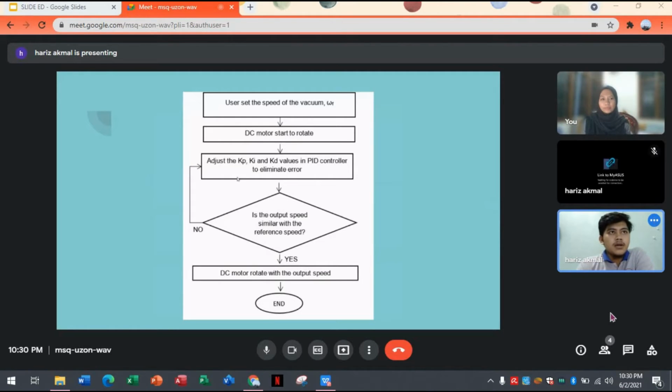After rotating, the speed will be adjusted by the values of Kp, Ki and Kd in the PID controller to eliminate the error and produce the same speed as the desired speed. So, lastly, the output speed will be similar to the reference speed. If it is different, we will return to adjust the PID to get the same speed. DC motor rotates with the output speed.